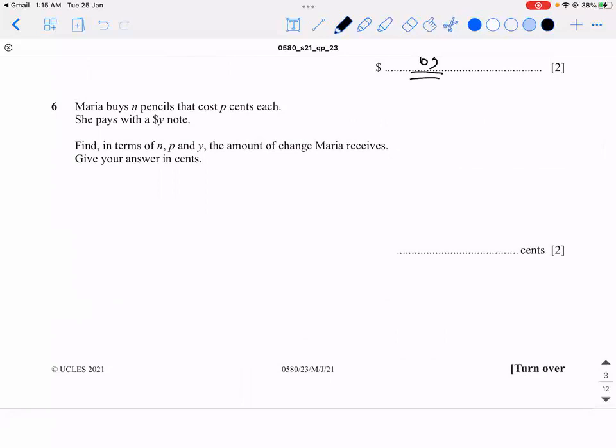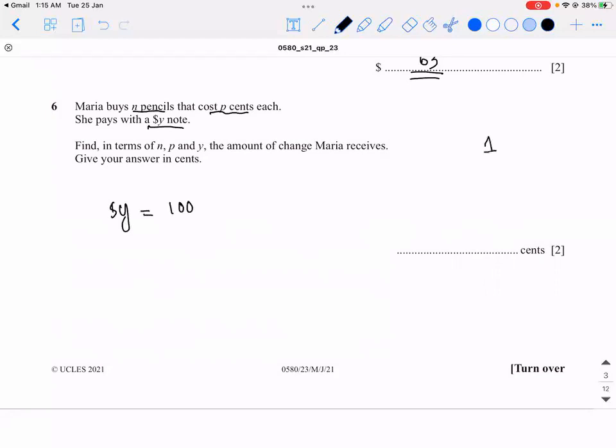Give your answer in cents. So here, Maria buys how many pencils? N pencils. And what is the cost? P cents. But unfortunately, Maria is giving a Y dollar note, right? So that means Y dollars means how many cents?